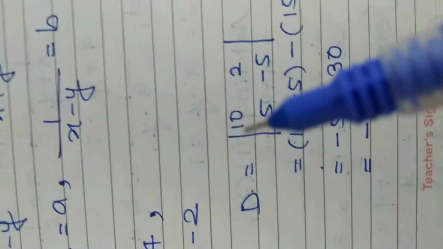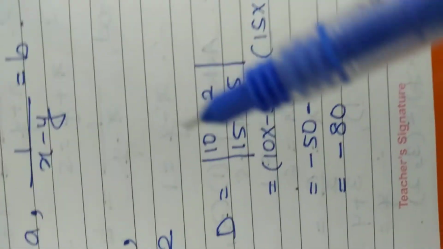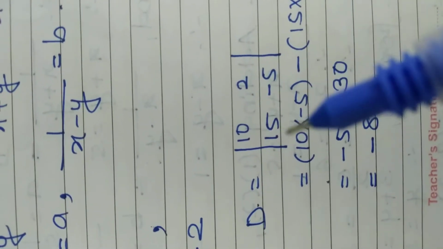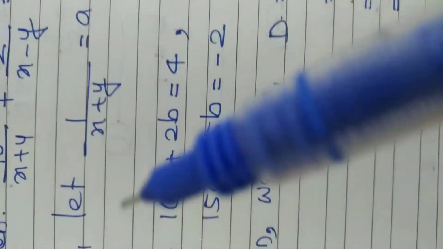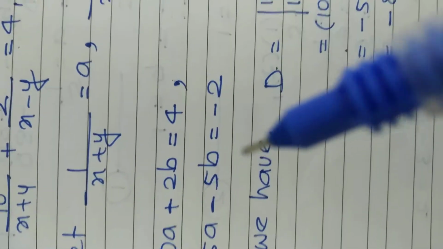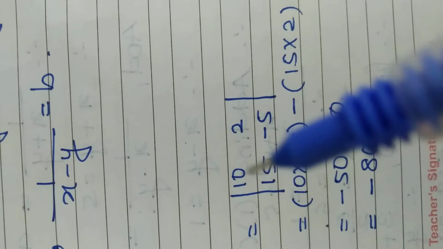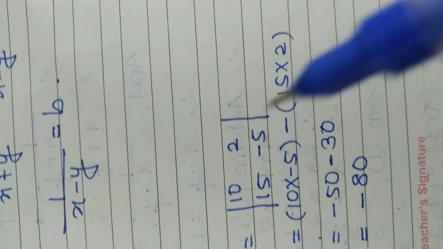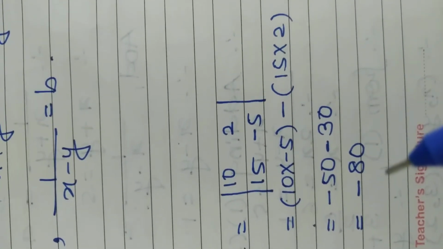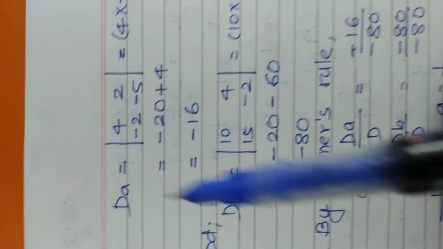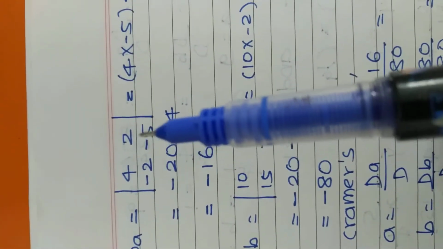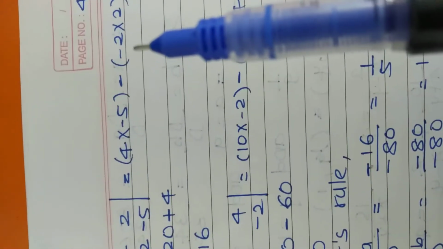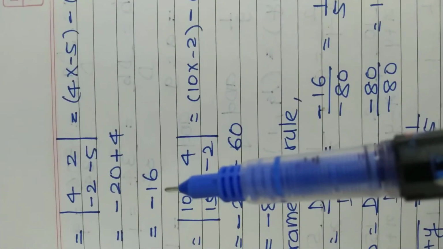So again, we have to calculate D, which we call the coefficient determinant. So 10, 15, 2, minus 5. That means the coefficients of a and the coefficients of b. So 10 into minus 5 minus 15 into 2. Therefore minus 50 minus 30, so it equals minus 80. Therefore Da equals 4, minus 2, 2, minus 5. So 4 into minus 5, and minus 2 into 2. So minus 20 minus 4, so it is minus 24.